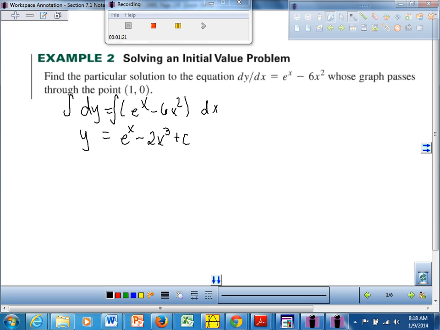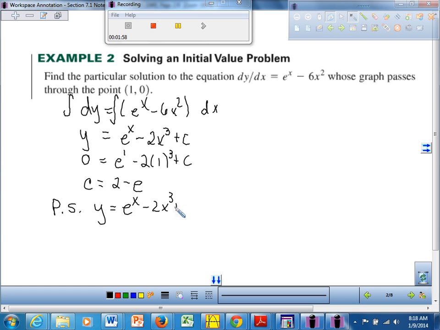They tell us now that it passes through the point (1, 0). So how do I get my particular solution? So x is 1, and my y value is 0. 0 equals e to the first minus 2 times 1 cubed plus c. So solving for c, we get 2 minus e. So our particular solution is y equals e to the x minus 2x cubed plus the c, which is 2 minus e.